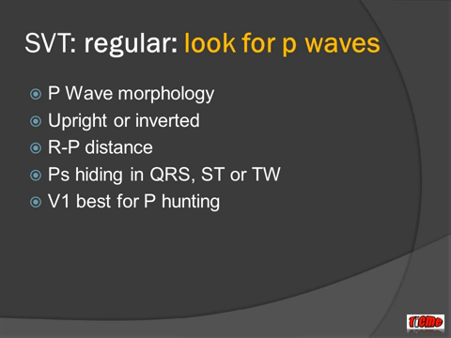We're going to look at the RP distance, which I'm going to talk to you about in a second. Remember that P waves can hide in QRS complexes, in the ST segment, or sometimes even in the T waves. And remember, as we said before, that lead V1 is the best for P wave hunting.